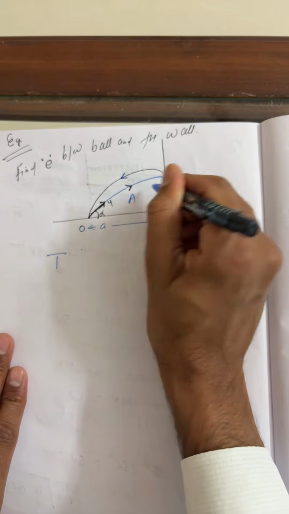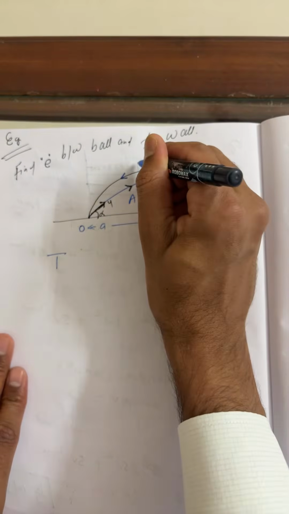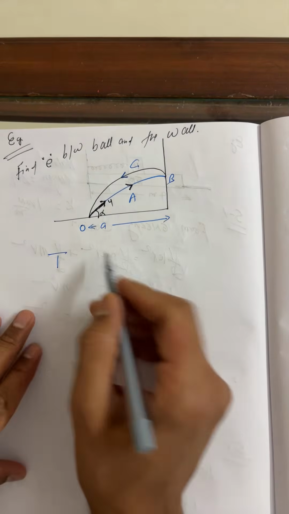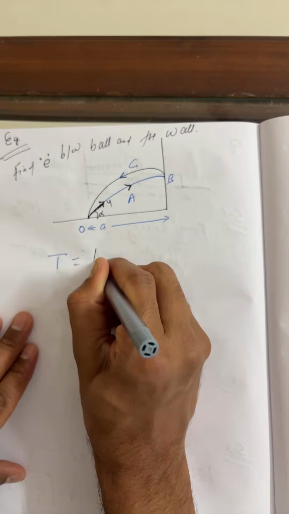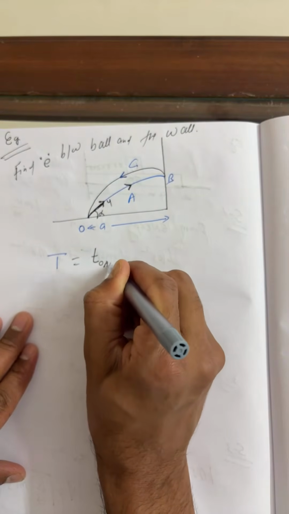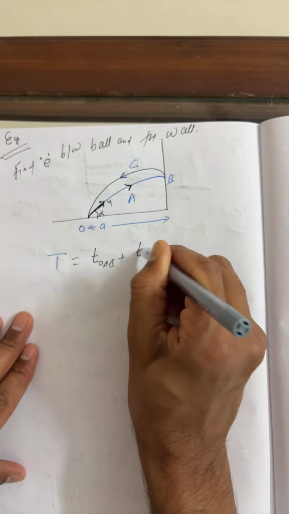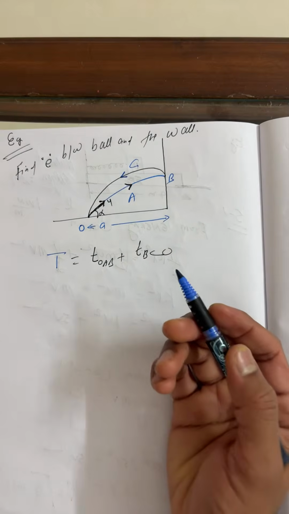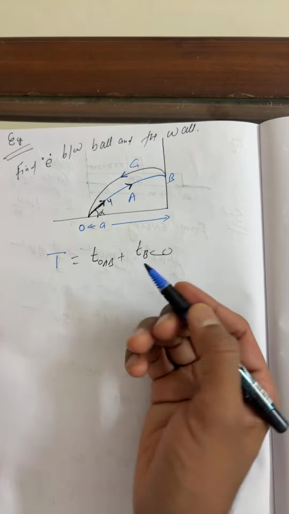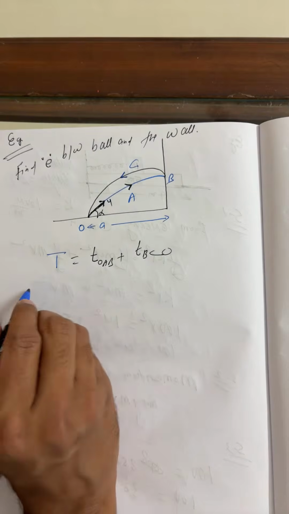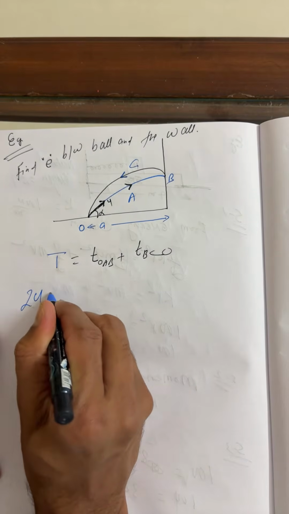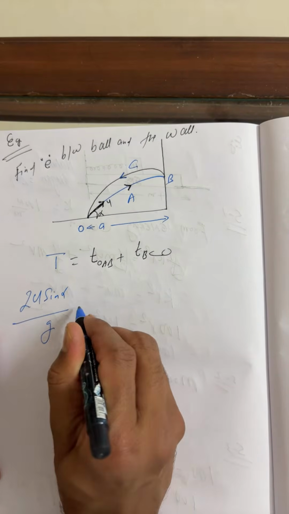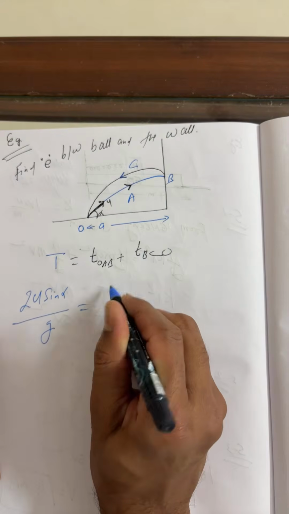You can take OAB, time going for OAB, and now BCO. Yes, I can write like that, then you can easily understand. So total time of flight is time of OAB plus time of BCO. I hope you got it easily. I hope all of you remember your time of flight formula from 2D kinematics, I said it multiple times. This is 2u sine alpha by g, which is equal to what, my dear? This is half here.